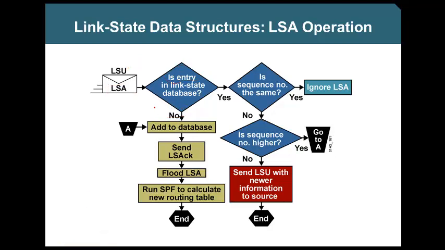And then an acknowledgement will be sent back to the sender of the update. After that, the router which has received it will flood the information to the other downstream neighbors, and on its own database, it will run the SPF, find the new routes, and put the new routes into the routing table.